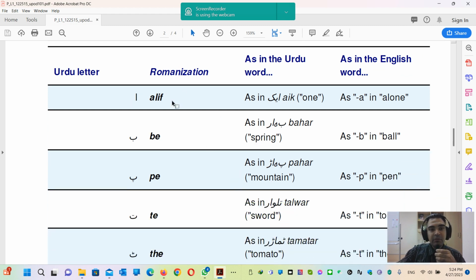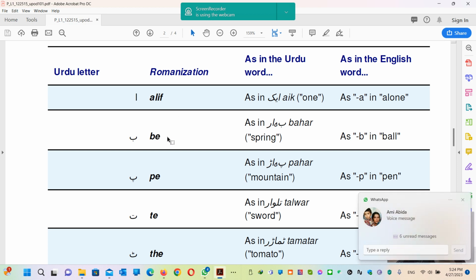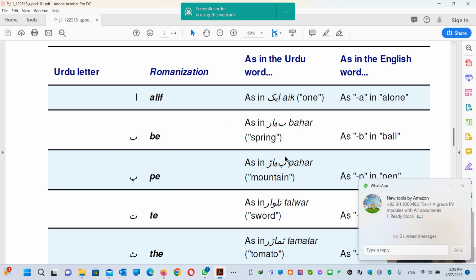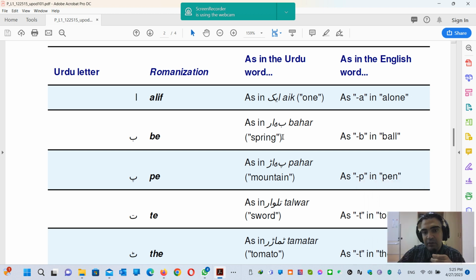So let's start. First, we start with the basic letter, or basic alphabet, which is Alif, as in ek. Ek means one in Urdu, as in alone in English. When we compare the same thing with English, it's just like the word alone. And then we have the next letter, Be. Alif and Be are just the alphabets that we are talking about, and we are comparing two different examples to have a comparative analysis to make ourselves understand it better. So Be is just like Bahar. Bahar means spring in Urdu, and the alphabet is Be. And if we want a comparison regarding the English language, then it will be just like B in ball.